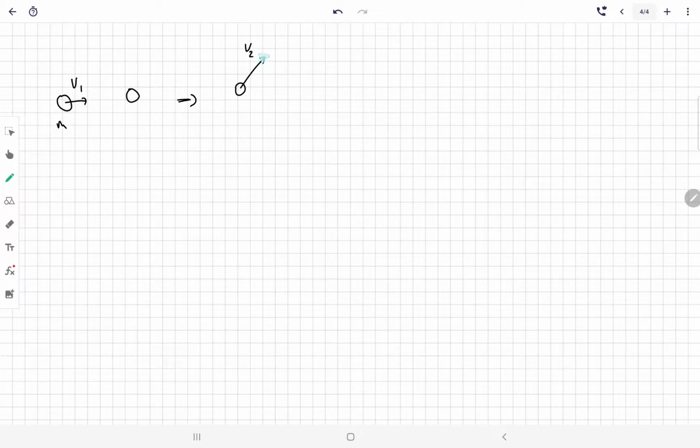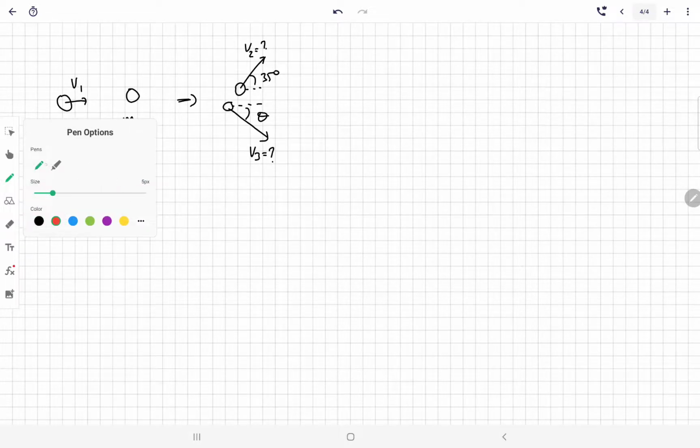Again, its velocity is unknown, but we know its direction. It's 35 degrees, as shown in this figure. The first ball will continue in this direction approximately, velocity unknown. We should find this angle, theta. Same balls, identical. So we should find the angle of this first ball after collision.